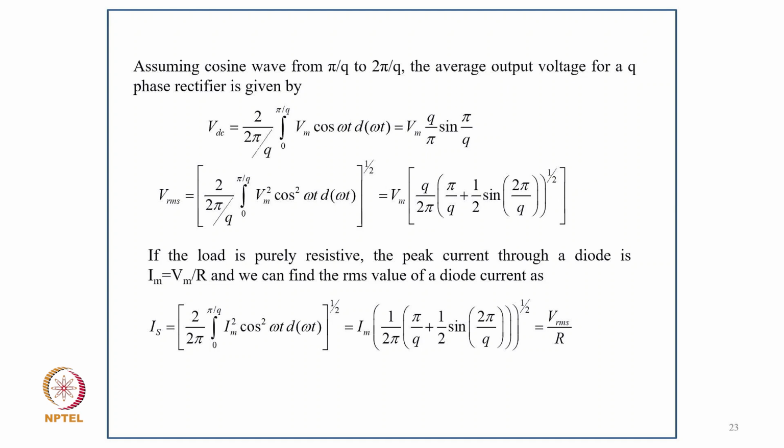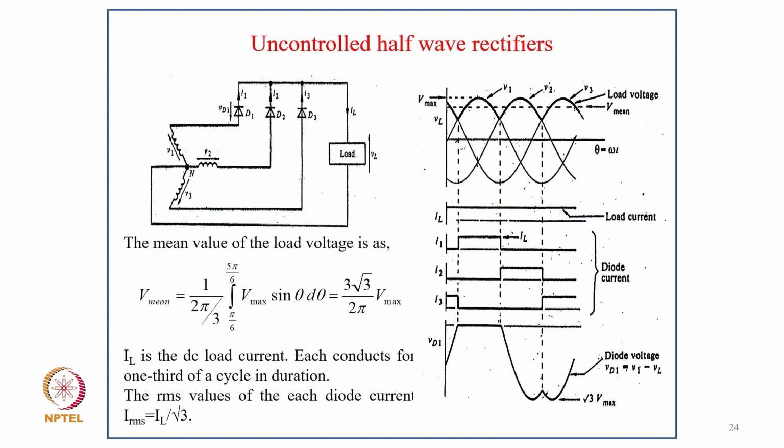If the load is purely resistive, the peak current through the diode is Im = Vm/R, and then we can find the RMS value of the diode current: I = [(q/2π) ∫ from 0 to π/q of Im² cos² ωt d(ωt)]^(1/2) = Im √[(q/2π)(π/q + (1/2) sin(2π/q))] = Vm,rms/R.